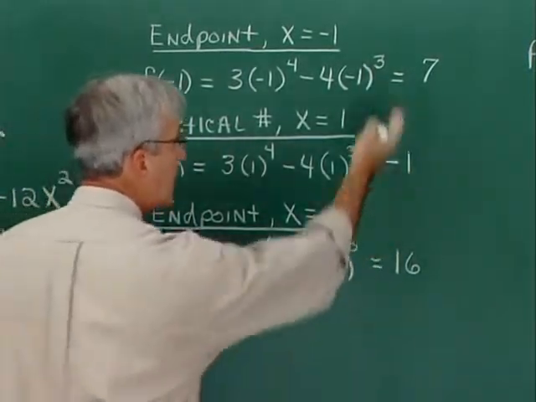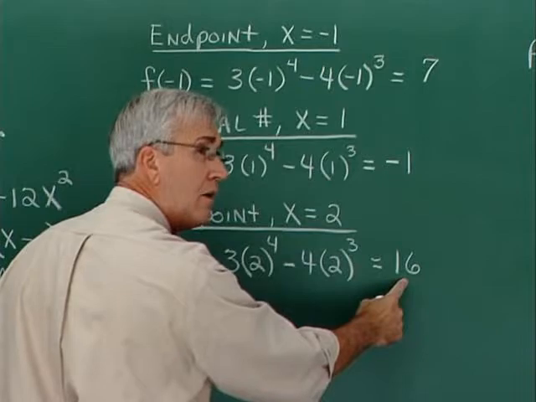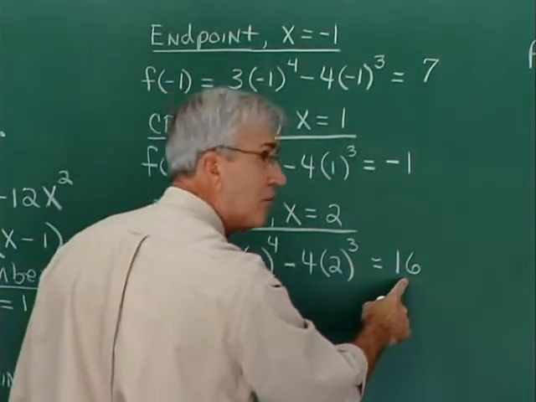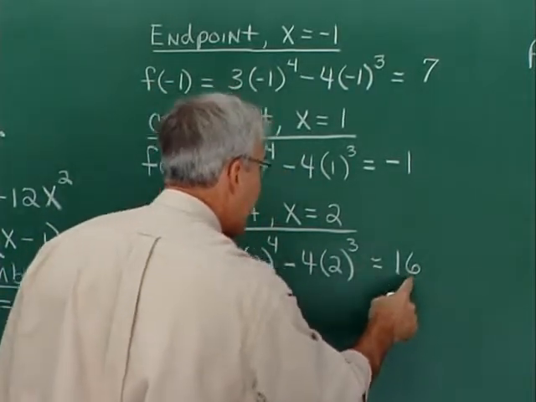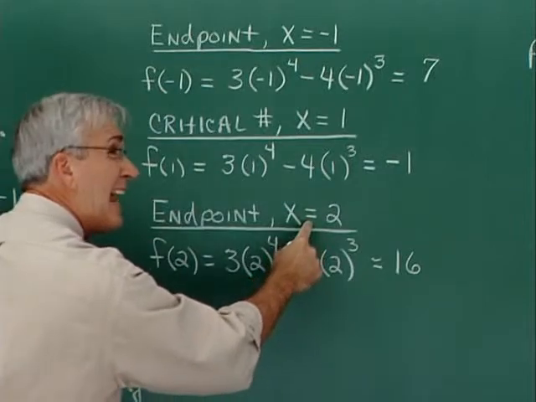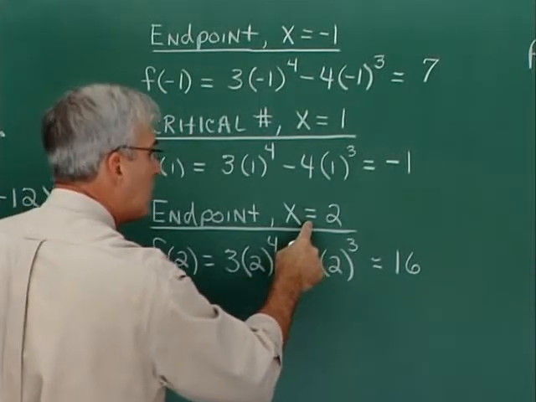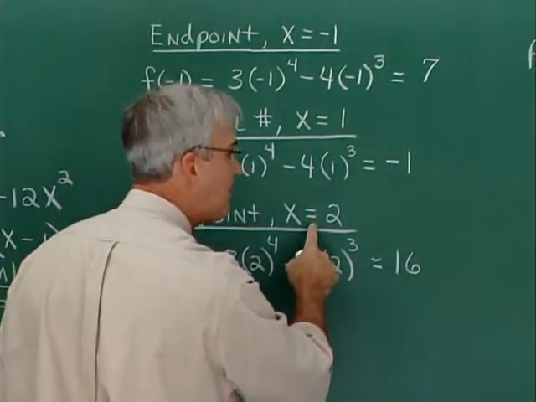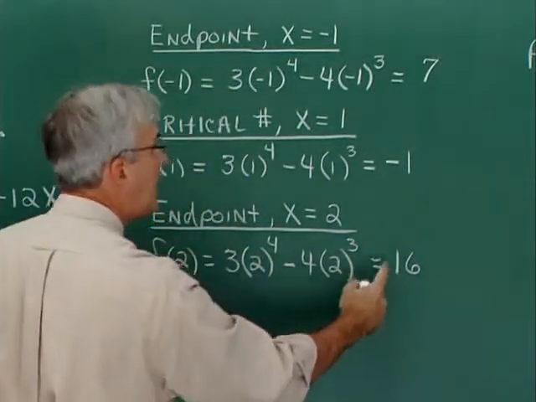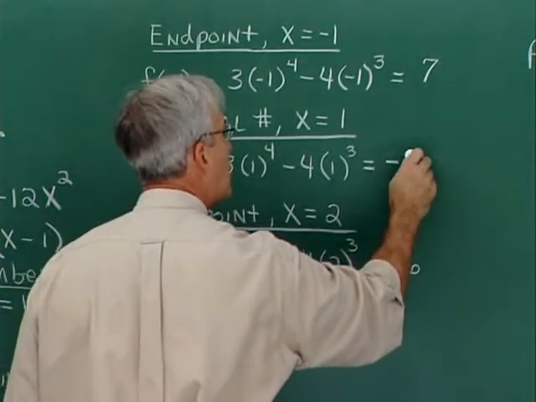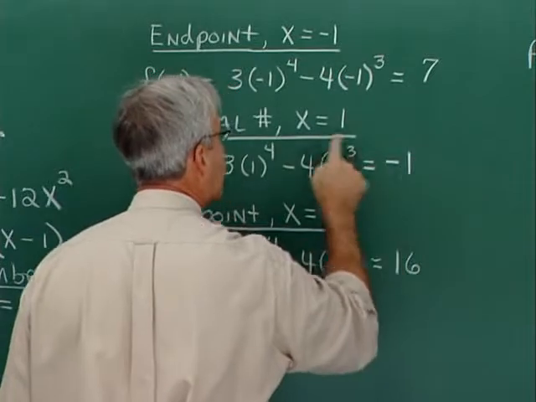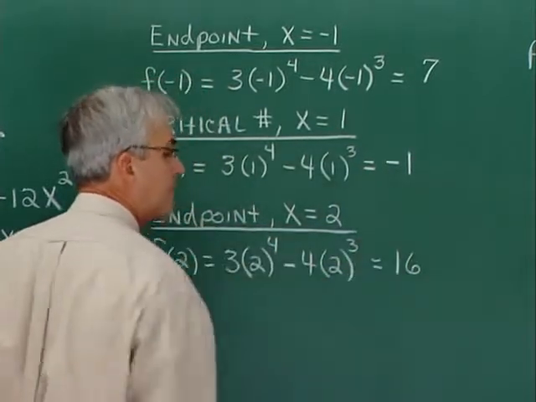So the biggest of these, 16, would be the value for our maximum, and that maximum occurs at an x of 2. So the point (2, 16) is our absolute max. And that's what we found before graphically. And the smallest of these is -1, and we know that that occurs at the point (1, -1).